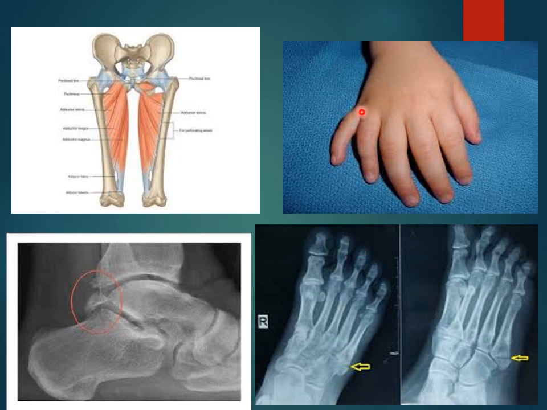Now here you can see an extra digit, the sixth one, which is because of an extra ossification center here. So this extra digit that develops, that condition is called polydactyly. This is also showing you the accessory bone in the hand.